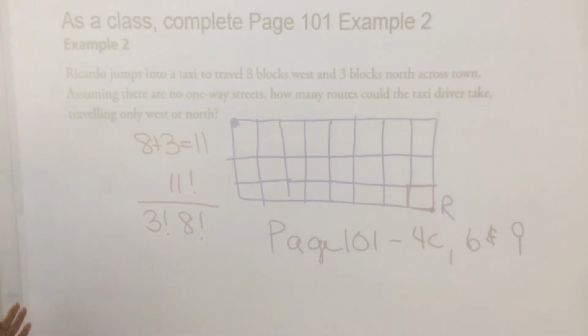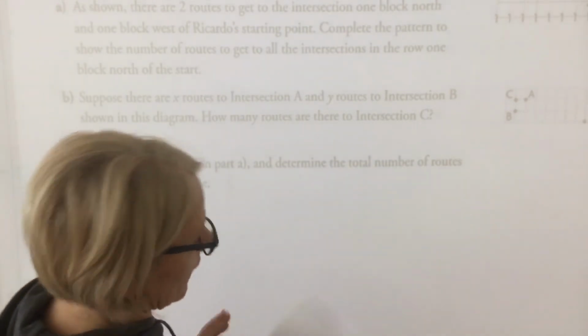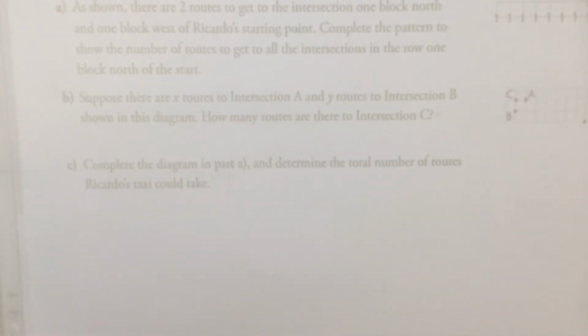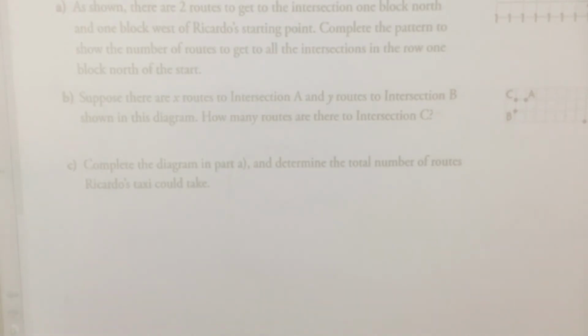Okay, so to go through number 4C only. So it's the idea of a repeated object on a grid. So it says complete the diagram in part A and determine the total number of routes that Ricardo's taxi could take. So the only difference is the size of the grid. What they wanted you to do in parts A and B is to look at the pattern. So we've done this one, so we're going to move on.